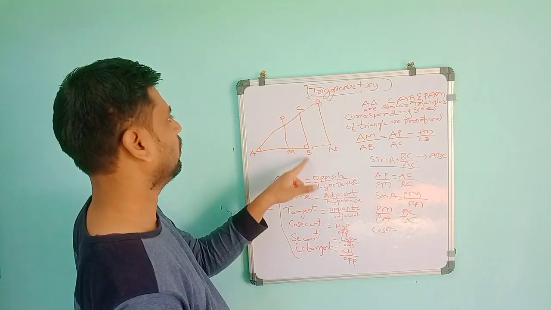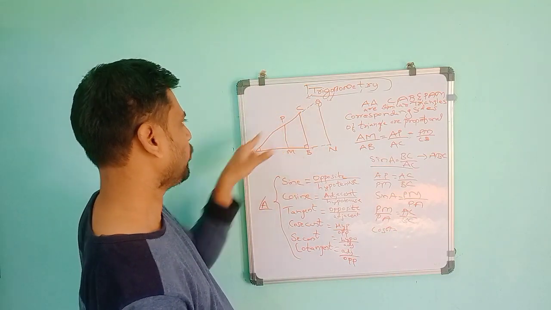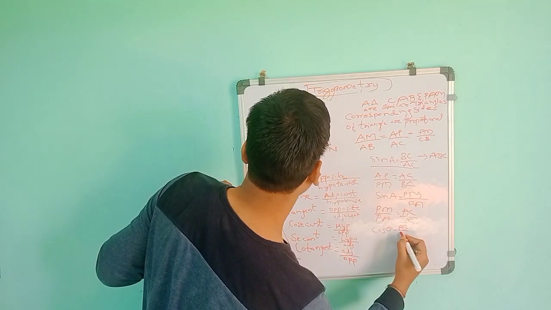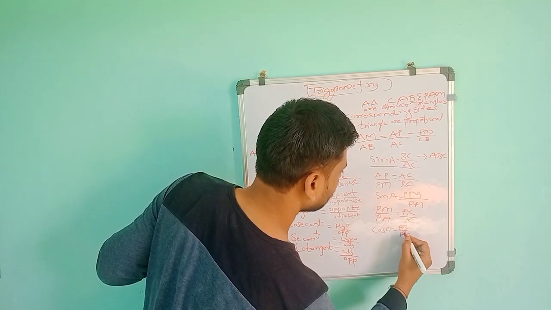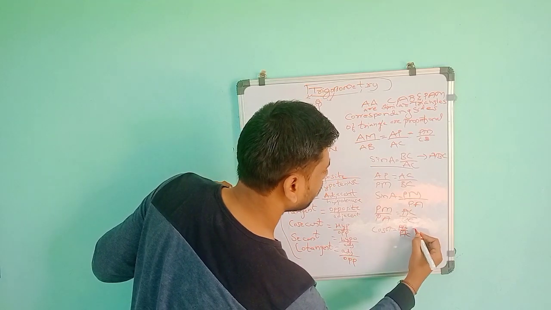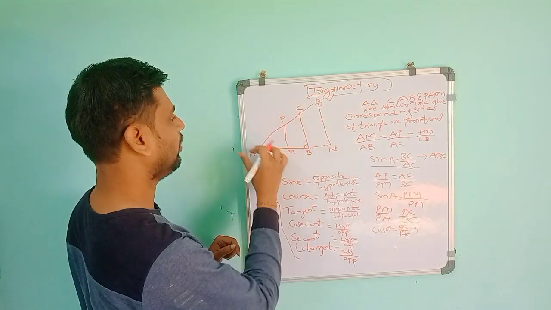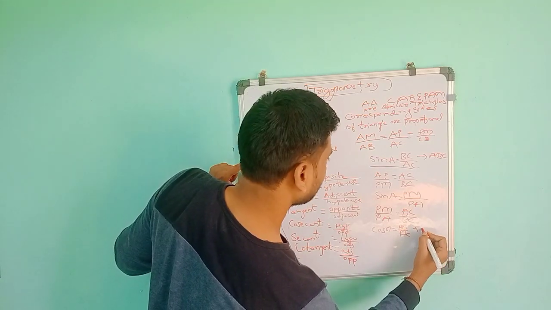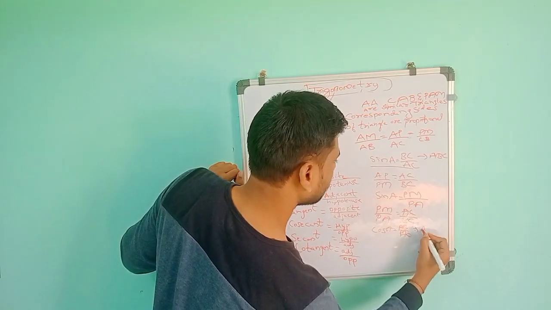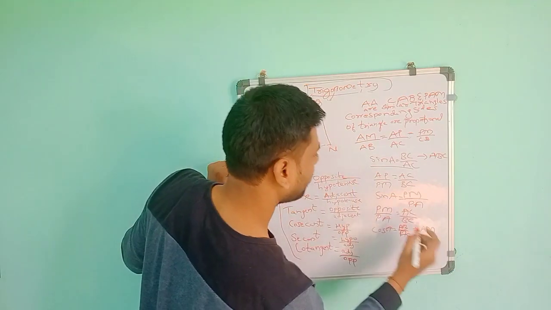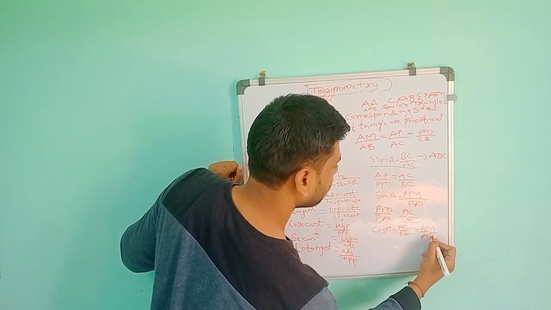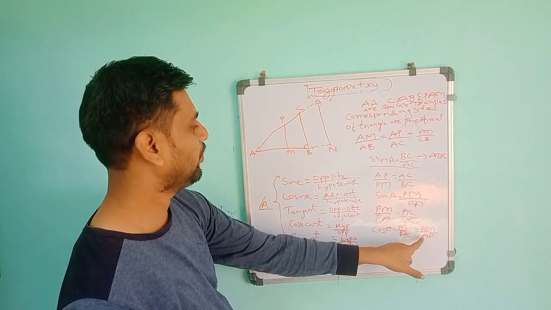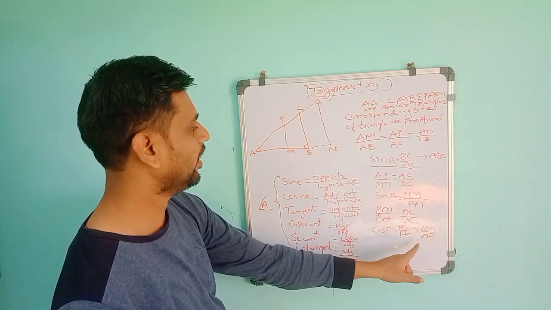If you take cos A, it is adjacent by hypotenuse. So AB by hypotenuse AC. For the triangle PAM, adjacent means AM, and hypotenuse is AP. So cos A is equal to AB by AC, and for triangle PAM it is AM by AP.